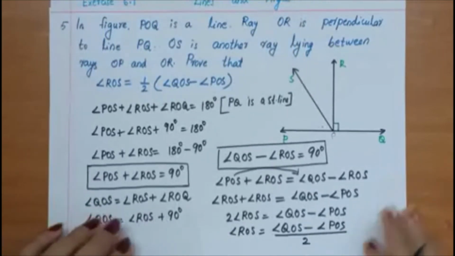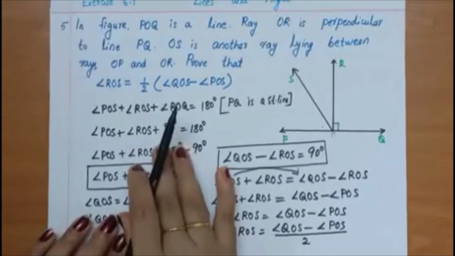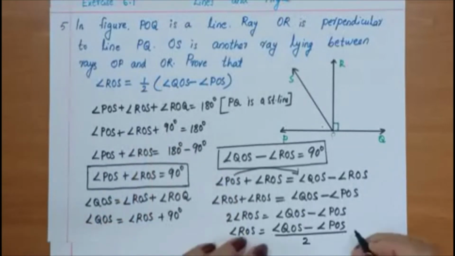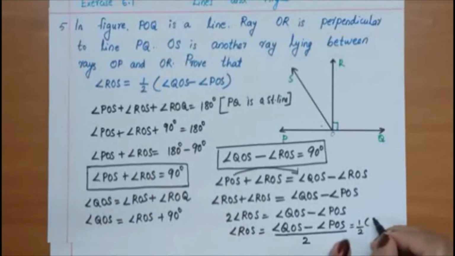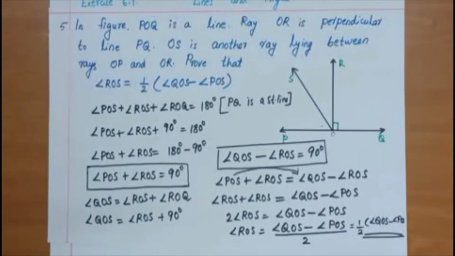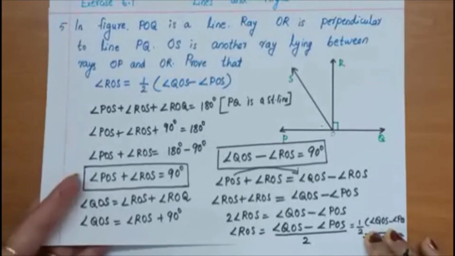That means, as it is given in the question, we can write the same as the question: 1 by 2 bracket angle QOS minus angle POS. So angle ROS equals half into bracket angle QOS minus angle POS. Hence proved.